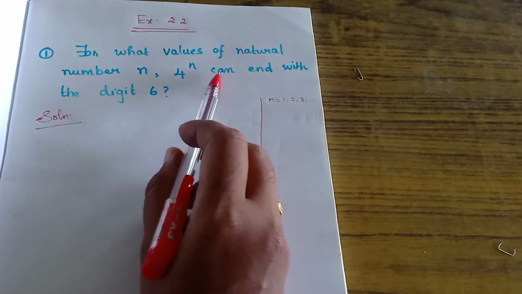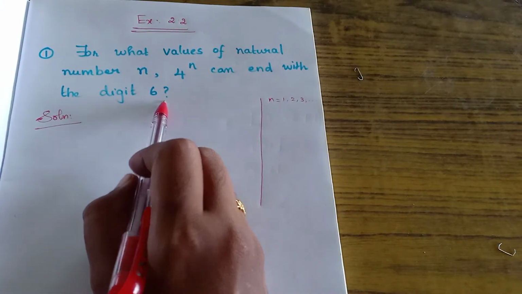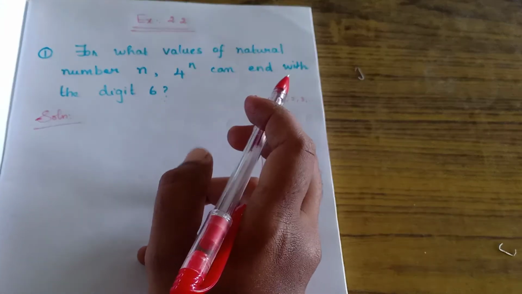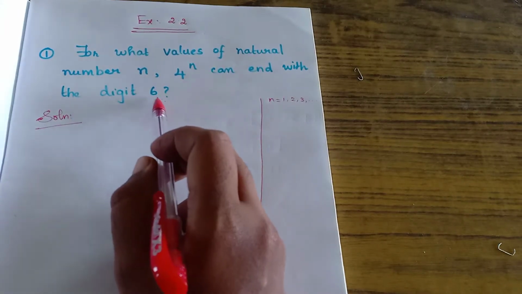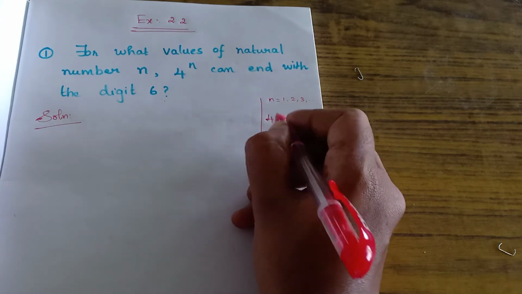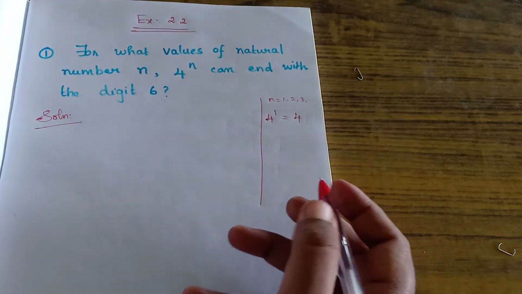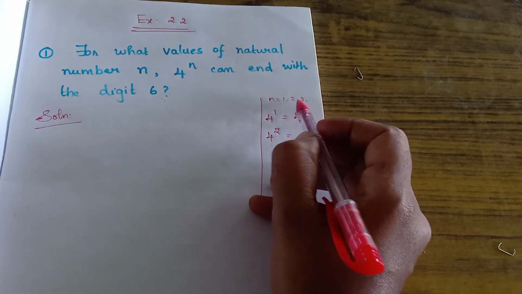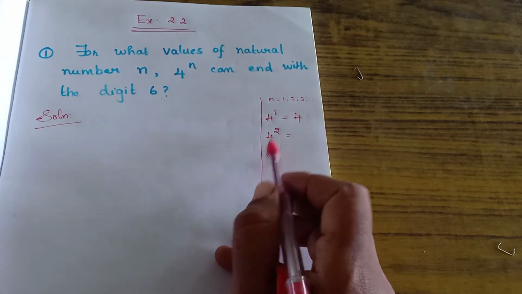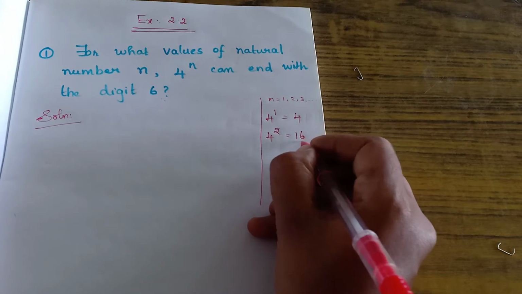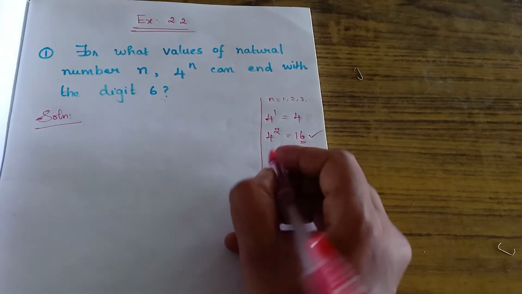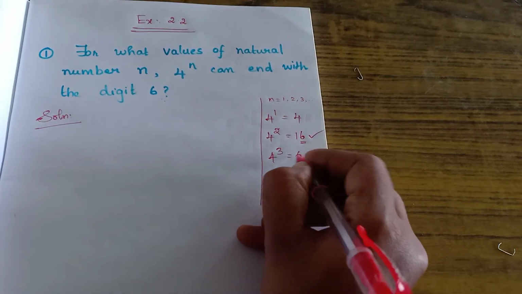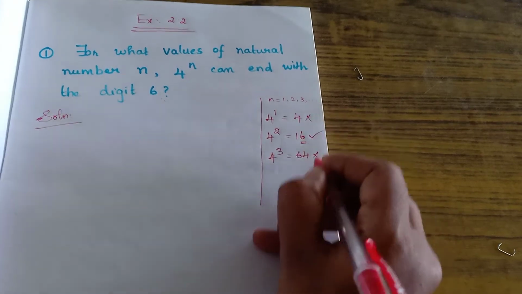Here 4 power n can end with the digit 6. For what numbers does 4 power n end with the digit 6? We can check. 4 power 1 is equal to 4. It is not ending with the digit 6. 4 power 2, n equal to 1, 2, 3 we are putting. So 4 square is 16. It is ending with the digit 6. Yes, correct. So 4 cube is 64. Not ending with the digit 6.